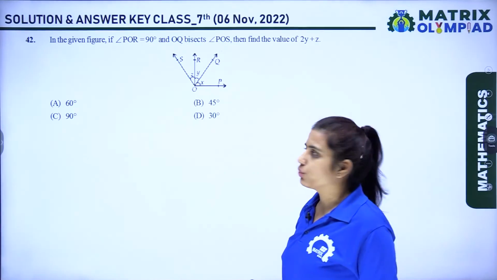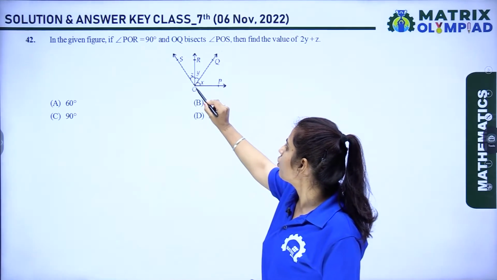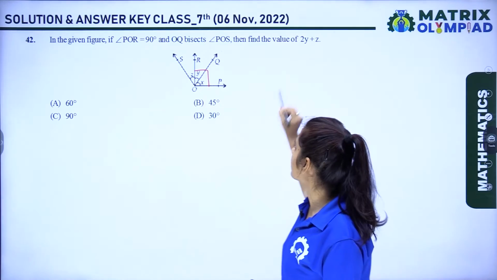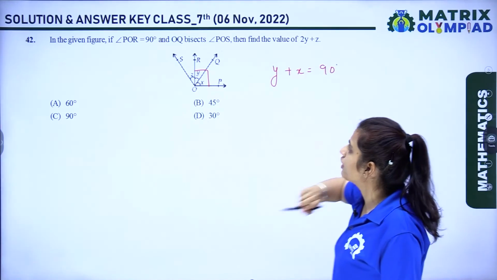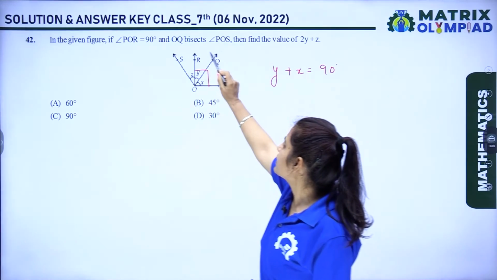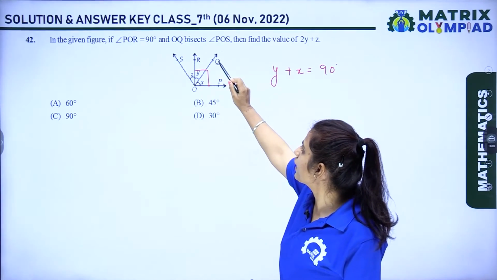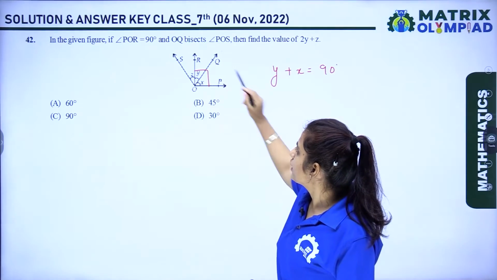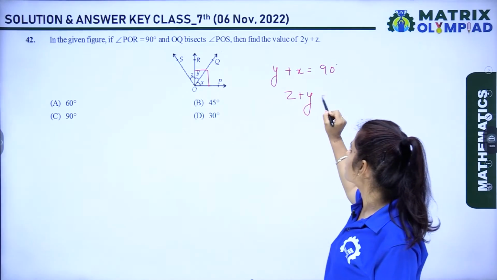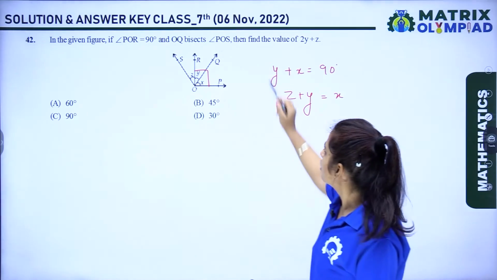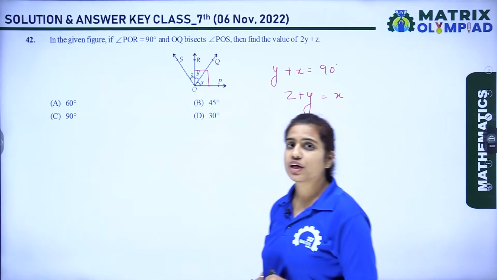Now question number 42. In the given figure, angle POR is equal to 90 degrees, which means that y plus x is equal to 90 degrees, and OQ bisects angle POS. Angle POS is bisected by line OQ. It means that z plus y is equal to x. Then find the value of 2y plus z. So we have to find out the value of 2y plus z.